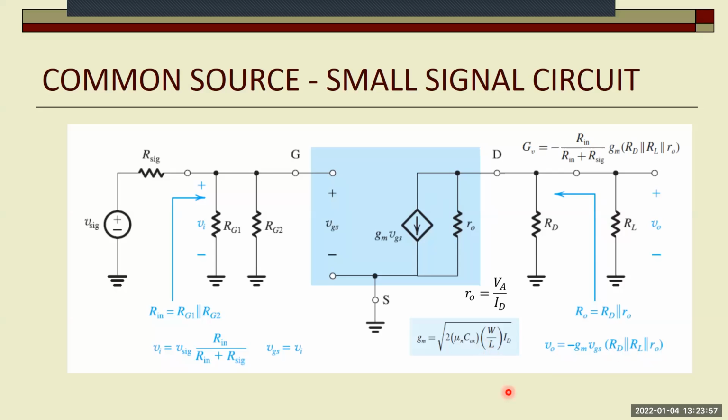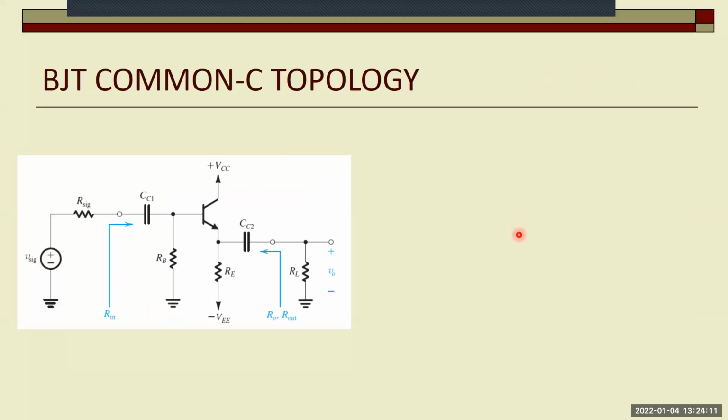Okay, so the total gain is then minus Rin divided by Rin plus Rsig, times gm, and the parallel equivalent of these three. Now, let's move over to common collector topology in BJT.